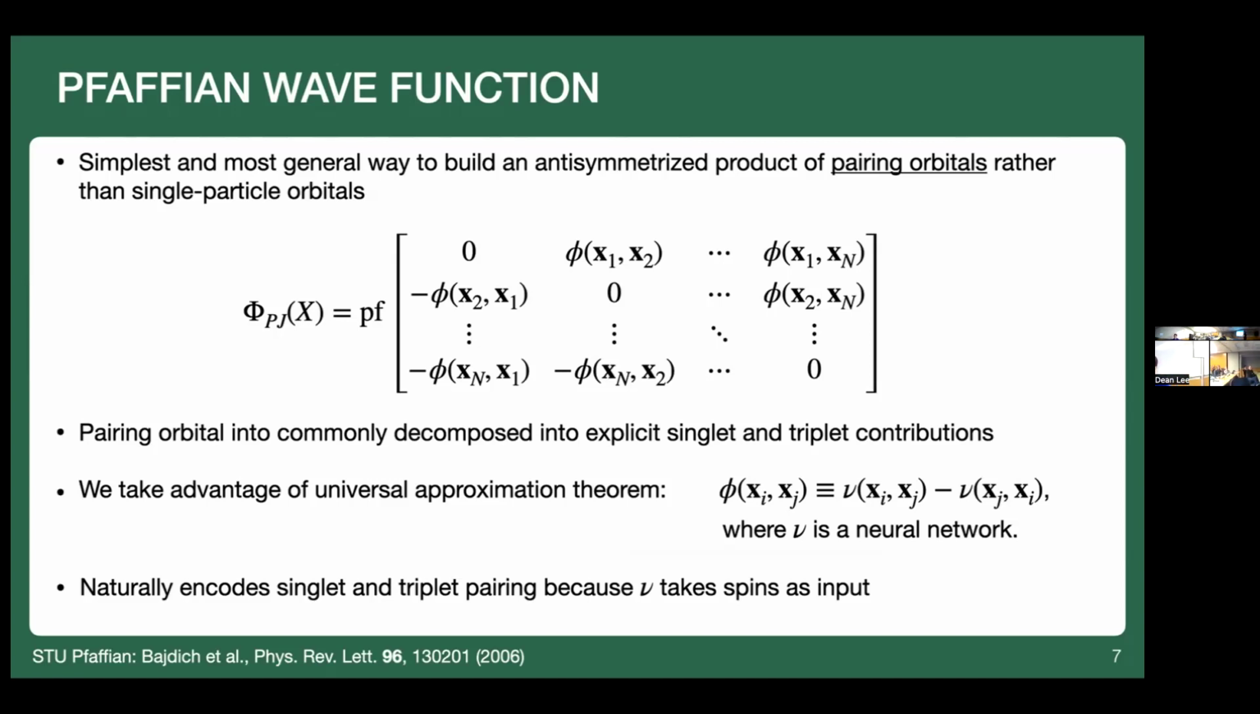And basically it splits up into different blocks where the singlet and triplet contributions are all separate. But here we're not doing any of that. These inputs, these xi's and xj's, include both the spin and the positions. If we were working with nucleons, we could just add in isospin. And so we take advantage of the universal approximation theorem by parametrizing our pairing orbital using a neural network like this. And then, because these inputs include these spins and isospin degrees of freedom, this naturally encodes singlet, triplet pairing, because we take anything as input.